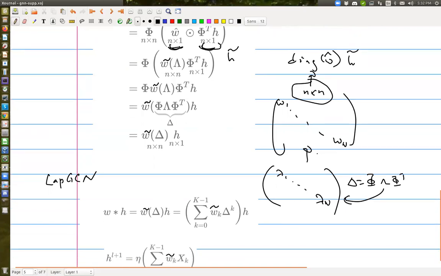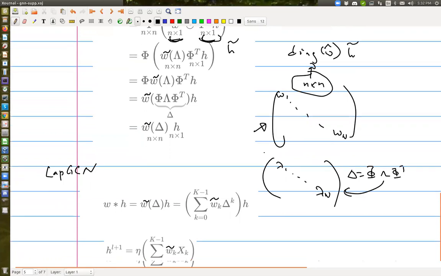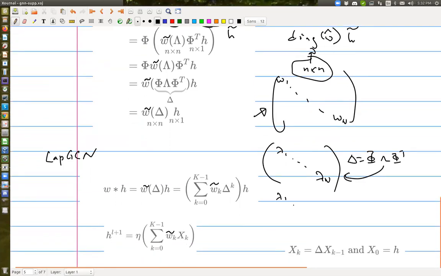Now for any W, I want to generate a matrix like this with a polynomial. Let's see, can I explain this clearly? What I mean is I want to create a polynomial like this: lambda one up to lambda n, or maybe I just use Lambda here. So W tilde zero times I, plus W tilde one times Lambda, plus W tilde two times Lambda squared, and so on and so forth. I want that to equal this matrix here, W1 to Wn.